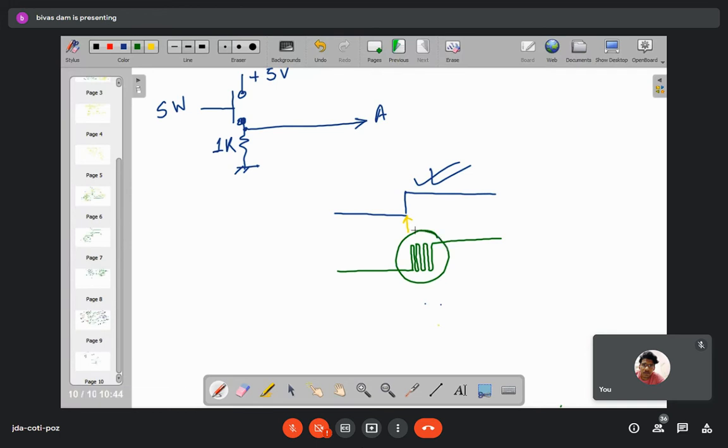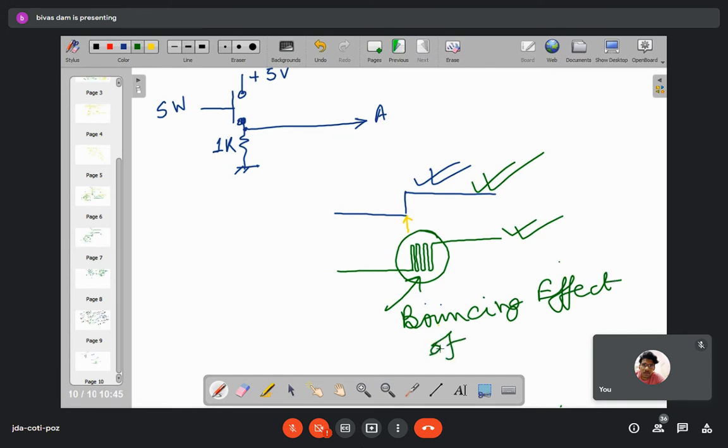So this type of false transition, that means here there are several false transitions available at the node A. This will be my ideal requirement. But instead, what I am getting is this one. Instead of the ideal requirement, I am getting this type of waveform at the output. This is called the bouncing effect of the switch.